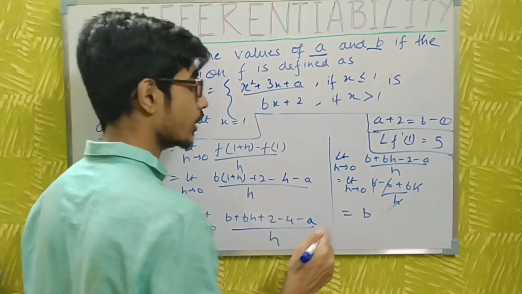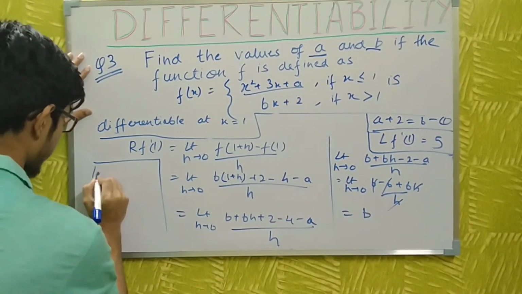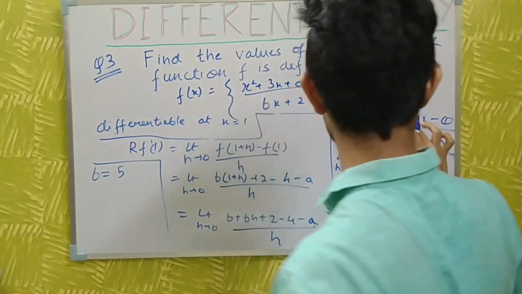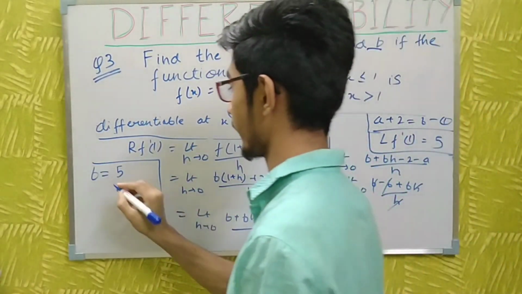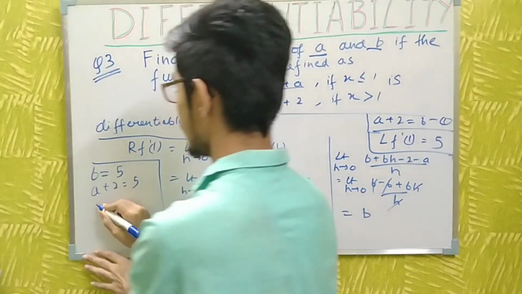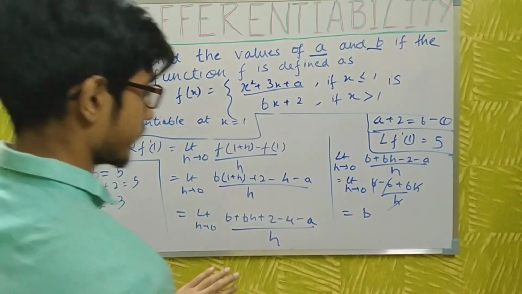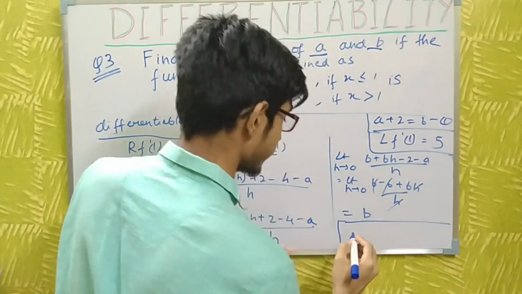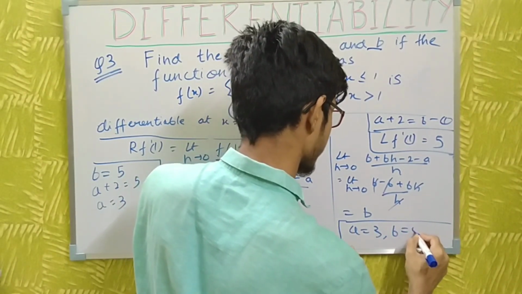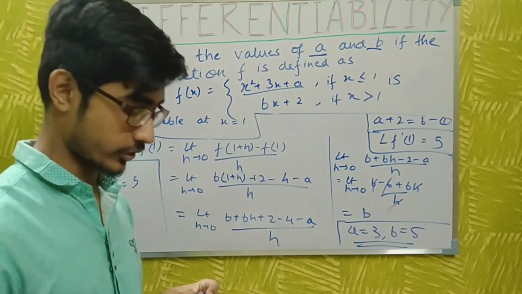And as the function is differentiable, the right hand derivative and left hand derivative values will always be equal. So from here I can see that the value of b is equal to 5. By putting the value of b in this equation, I can find the value of a also. A plus 2 is equal to 5, so a is equal to 5 minus 2, which is equal to 3. So I am writing the answer here. The value of a is equal to 3 and the value of b is equal to 5. So this is the answer of that question three.